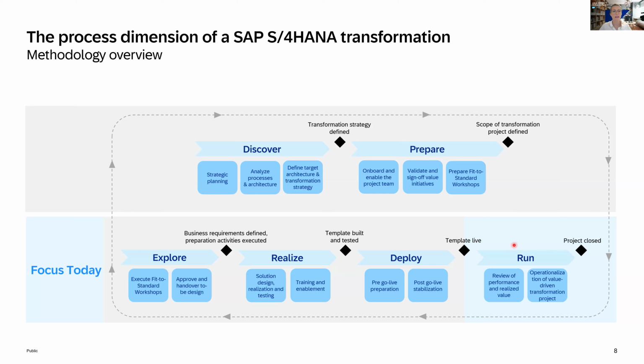The second critical activity is to operationalize the process transformation, or in other words, making sure that the organization leverages the new processes and continuously strives for improvements.